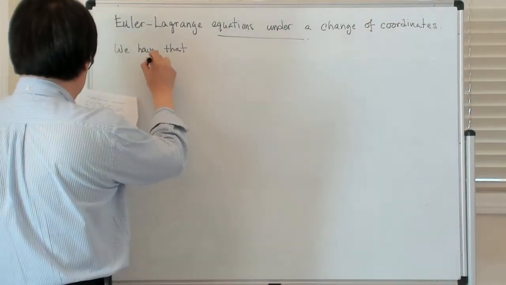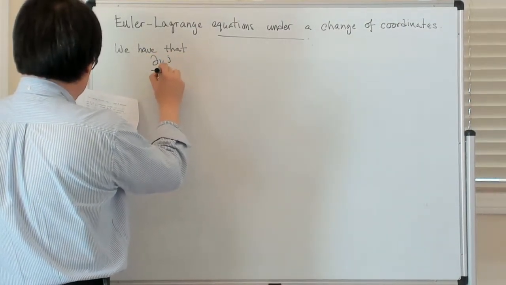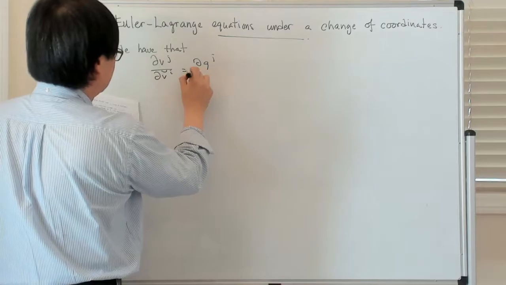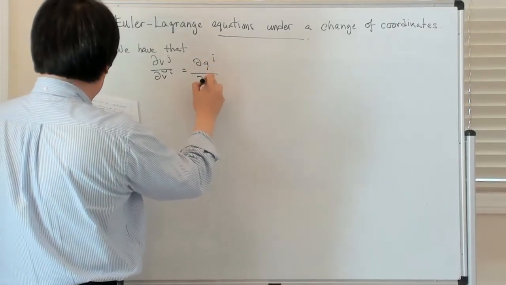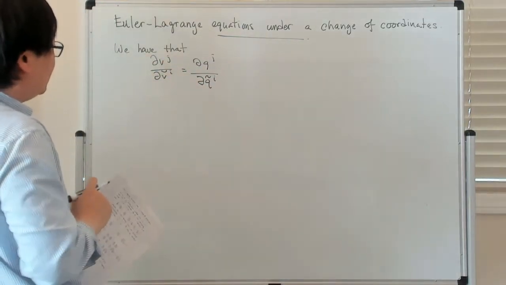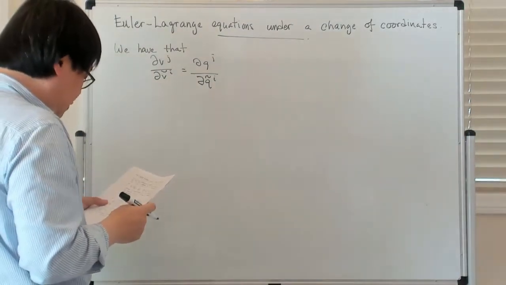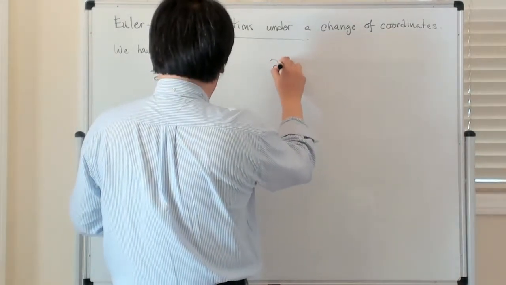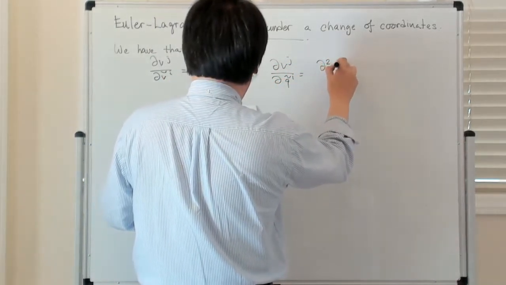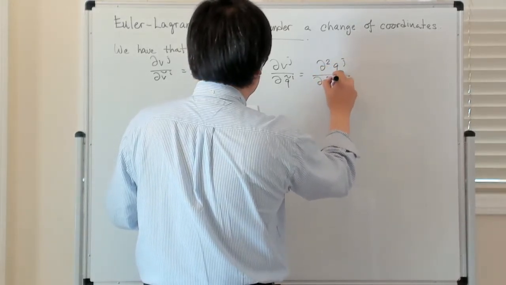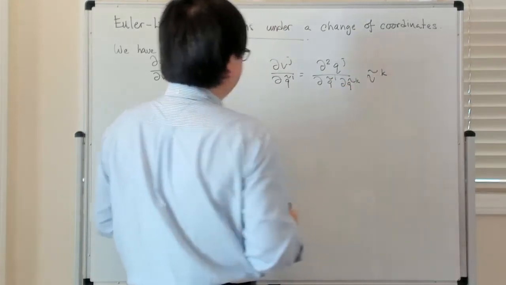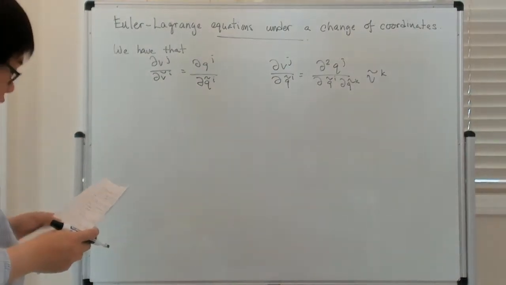Okay, so we have that ∂v_j/∂ṽ_i is equal to ∂q_j/∂q̃_i. Okay, so ∂v_j/∂ṽ_i is equal to ∂q_j/∂q̃_i. And the other thing is that ∂v_j/∂q̃_i is equal to ∂²q_j/∂q̃_i∂q̃_k, contracted into ṽ_k. All right, so these are just some basic observations.